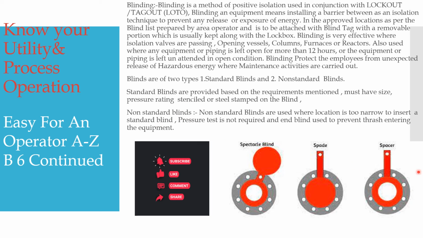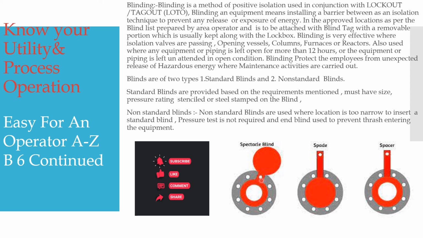These are the three important types of blind. This is called spectacle blind or eight blind. Whether it is kept open or closed is based on the service, and this portion will be inside the line. When you want to isolate the line, then the flange will be loosened and this will be reversed, so the line will be blinded.